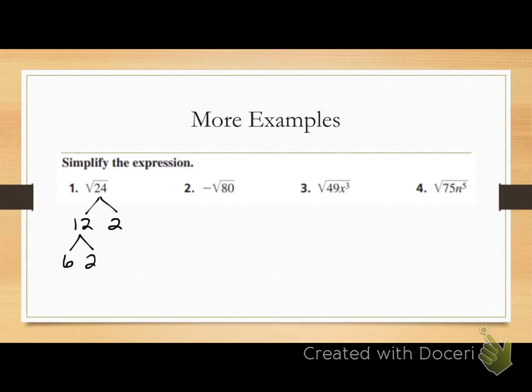6 and 2. Can 2 be broken down into anything? No. What about 6? Yes, 3 and 2. Is that all I can break down? Yes. There's my prime factorization of 24. What's my index of my radical? 2. So I'm looking for pairs of numbers.